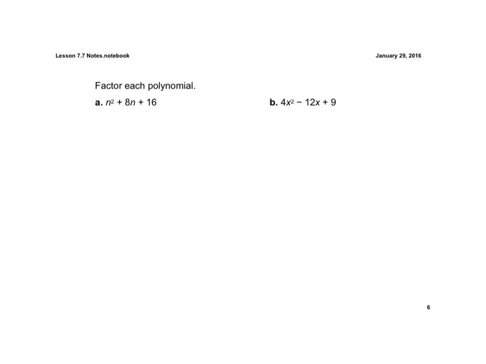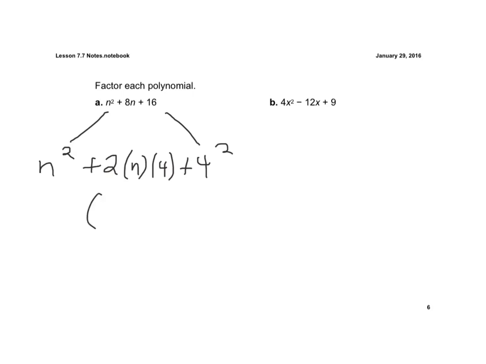So if we take a look here, we notice that n squared is a perfect square, so that's n squared. 16 is a perfect square of 4 squared. And so now is the middle term 2 times n times 4? And it is, because 2 times n times 4 is 8n. So now I can just write this as n plus 4 all to the second power.